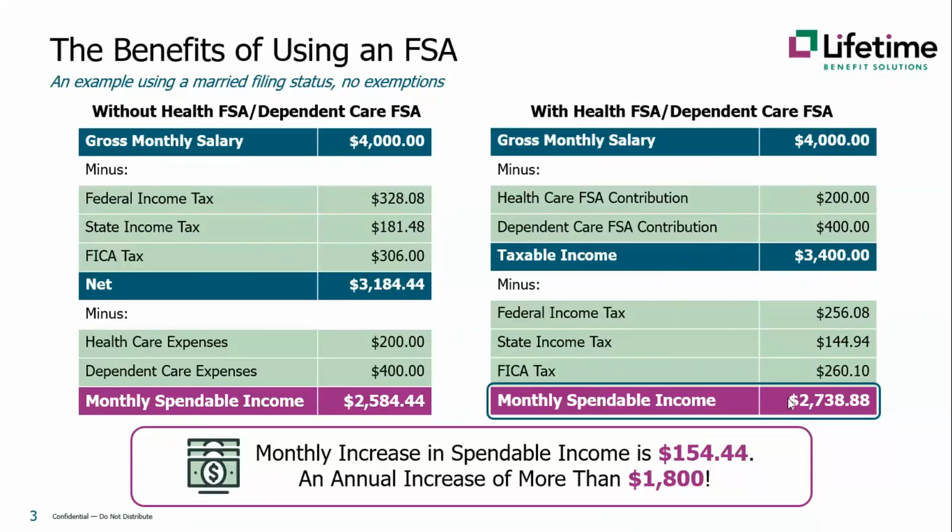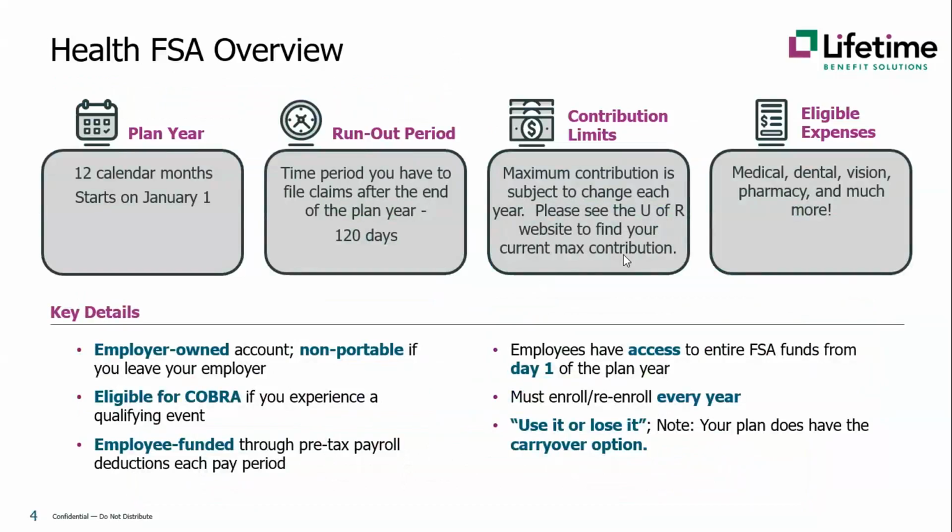And when you get to the bottom line, their monthly spendable income of $2,738 is approximately $155 more than in the other scenario. It's substantial, and on an annual basis, it really is significant: a more than $1,800 increase in spendable income for no other reason than one individual chose to participate in these programs. So if you can benefit from being enrolled in these programs, there is a significant financial benefit to enroll. So, understanding the financial benefit, let's take an overview of the plans.